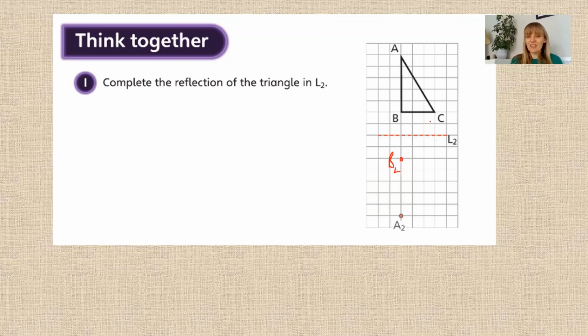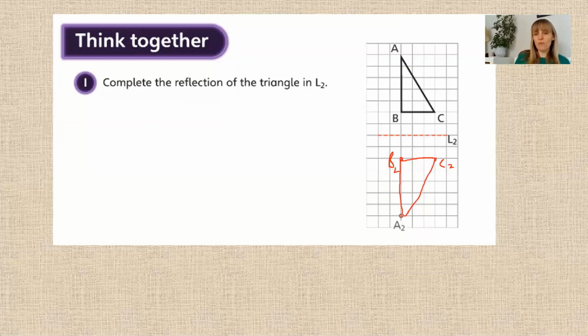Now look at C. So C is 1, 2 away from the mirror line. 1, 2. This is where C2 is going to be. Let me see if I can write my C2. Oh, that's better. And now this is not going to be very neat because I don't have the ability to use a ruler for this. You can use a ruler when you're joining your points. Then we would join our points together and we would see the reflection of the triangle, like that. There we go. Not the straightest, and make sure you use a ruler when you're doing yours if you've got one.